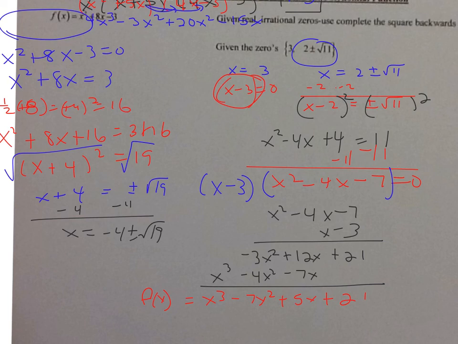And remember, that has to be equal to f of x. Right? And so remember I said I had 3 zeros, and notice the degree of my polynomial is 3. Okay, so that's it, and we'll practice more in class tomorrow.